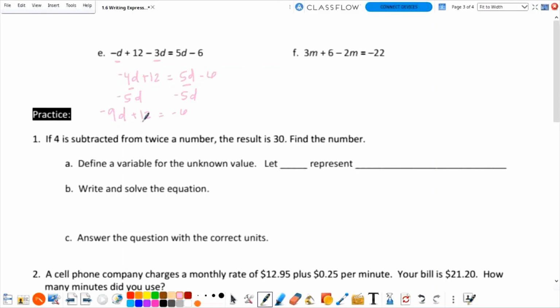Right, so we need to first subtract 12 from both sides. We get negative 9d equals negative 18. And to get d by itself, we're going to divide by negative 9. So negative 18 divided by negative 9, that's a negative divided by a negative. It's going to become a positive, and the answer is 2.